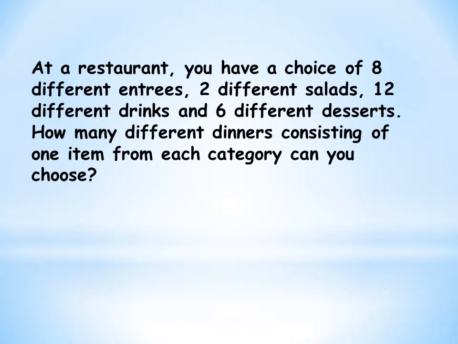So at a restaurant, you have a choice of 8 different entrees, 2 different salads, 12 different drinks, and 6 different desserts. If you are to choose one from each category, how many different dinners are possible? 1,152. You have 8 different entrees, times 2 different salads, times 12 different drinks, times 6 different desserts.